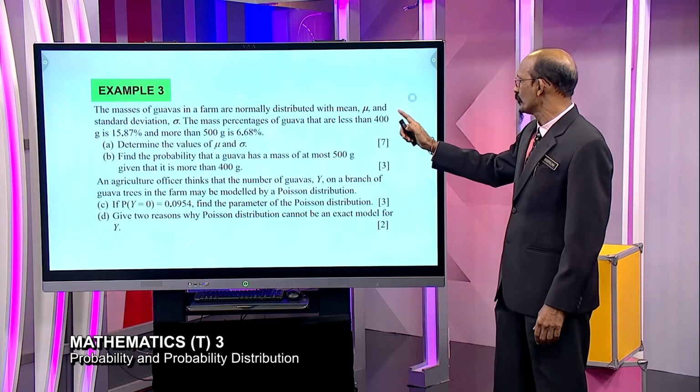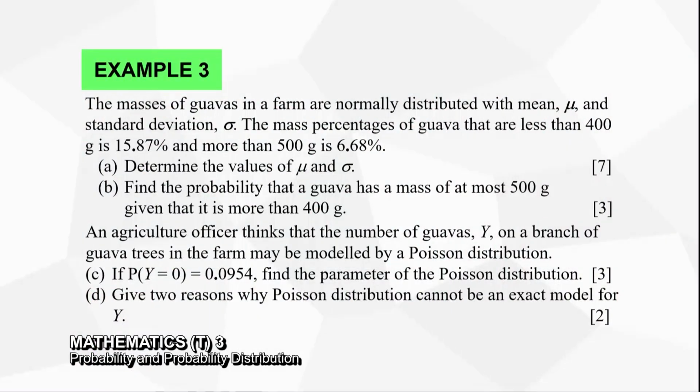So the percentage of guava that are less than 400 gram is 15.87%. More than this one is 6.68%. Okay. So determine mu and lambda. And find the probability that a guava has a mass at most 500 gram given that it is more than 400 gram.